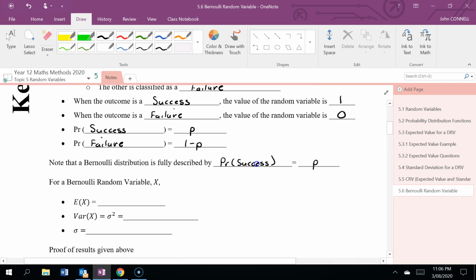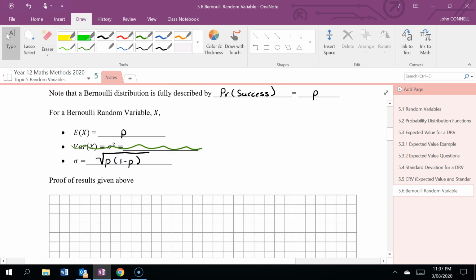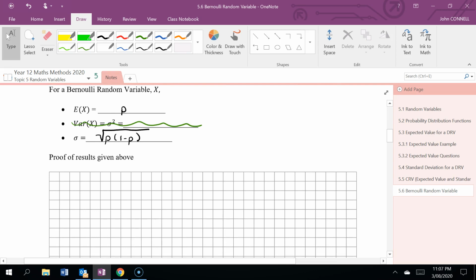As long as we know the probability of success, we know everything we need to know about a Bernoulli random variable. Two things we mainly want to know are the expected value and the standard deviation. The expected value is equal to P. Variance we don't really need to worry about. The standard deviation is the square root of P times 1 take P. So as long as we know P, we know the expected value and standard deviation.